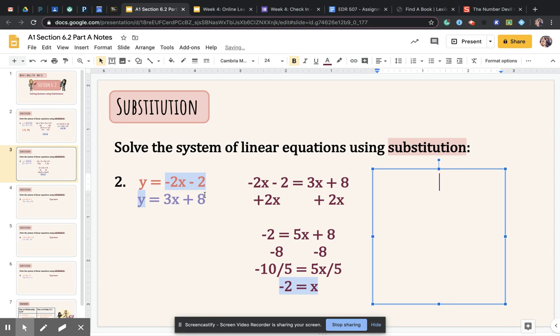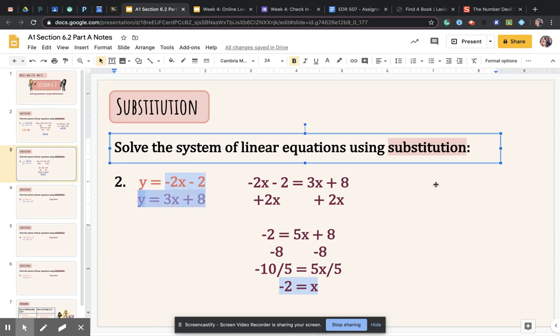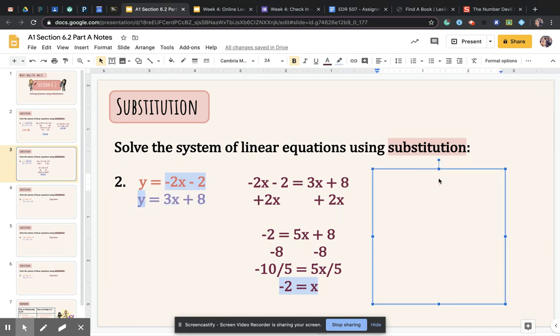So for this one, I'm actually going to use the second equation now to solve for y, just to show you that it doesn't matter which equation you choose. So y is going to equal 3 times negative 2 plus 8. So I plugged in negative 2 for x. Y is going to equal negative 6 plus 8. And then y simply equals 2.